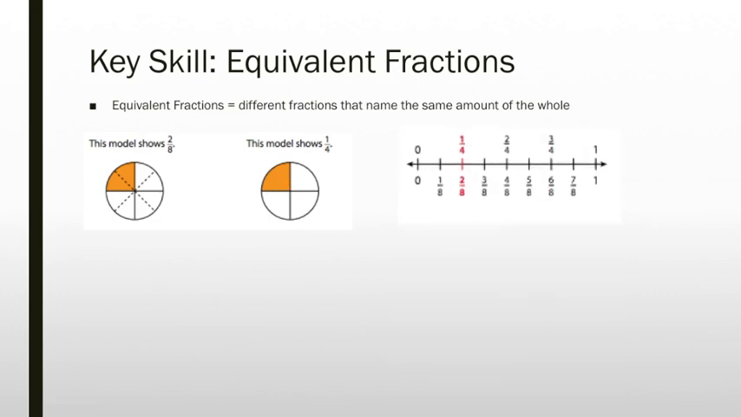Now, we can also see equivalent fractions using our number lines. So here we can see that 1/4 and 2/8 are located at the same point on our number line. So these two fractions are equivalent. Now, that's pretty easy for us to see. So remember, when looking for equivalent fractions, use models, use number lines to help you do that.